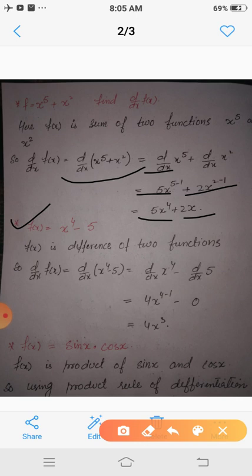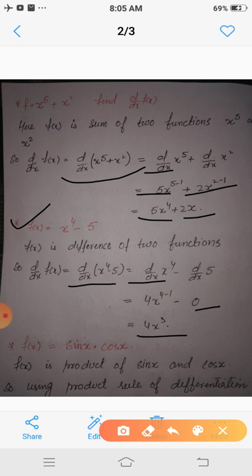We know that the derivative of a difference of functions is the difference of the derivatives of the individual functions, that is d by dx of x raised to power 4 minus d by dx of 5. Now the differentiation of x raised to power 4 is 4x raised to power 4 minus 1, and the differentiation of a constant is 0, so it is simply 4x cube. So the differentiation of x raised to power 4 minus 5 is 4x cube.